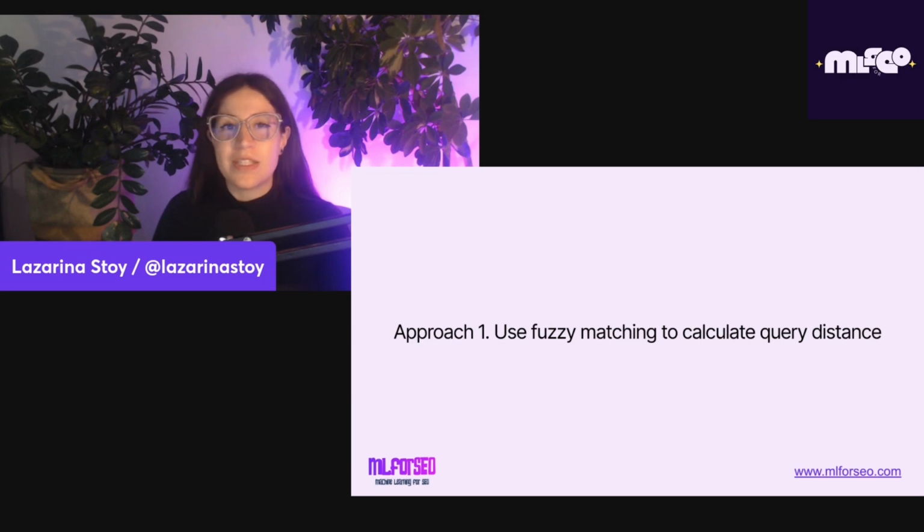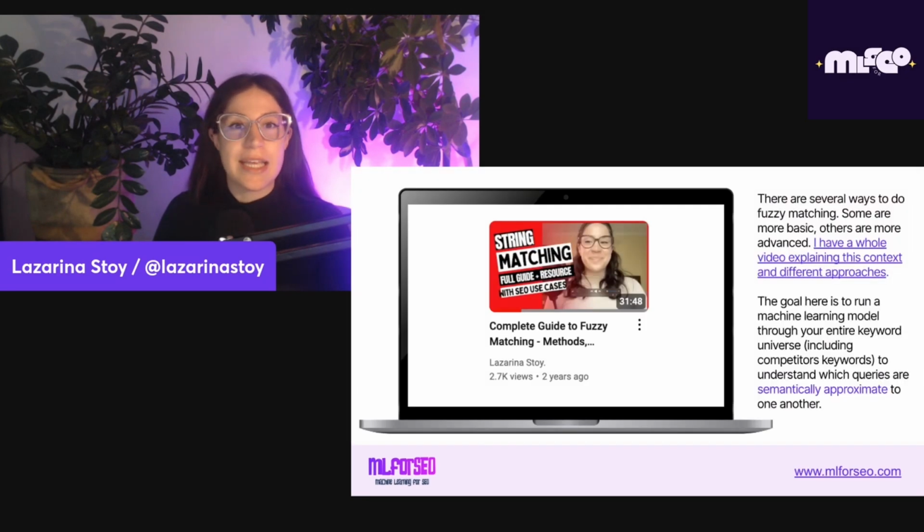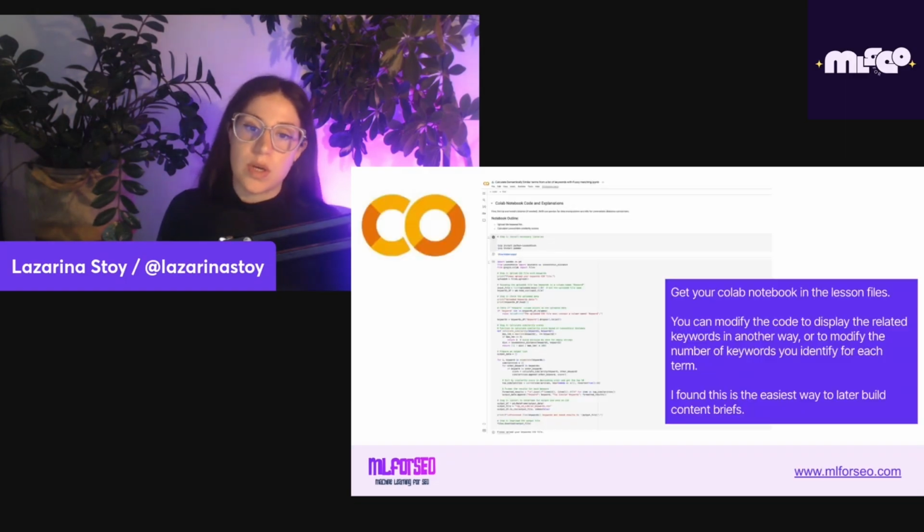Approach number 1 is to use fuzzy matching to calculate query distance. The goal of our exercise is to run a machine learning model through our entire keyword universe, including competitor keywords as well, to understand which queries are semantically approximate to one another.